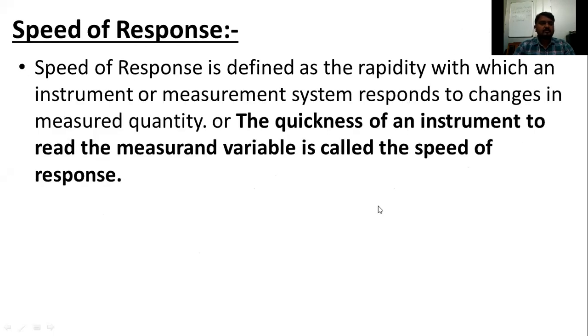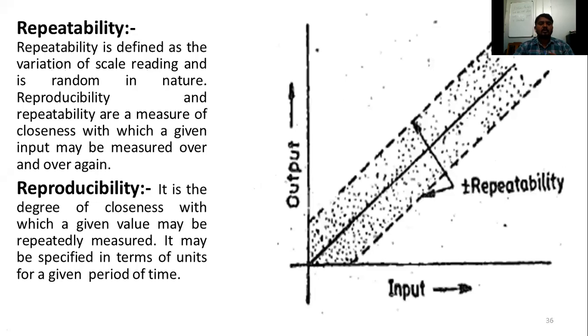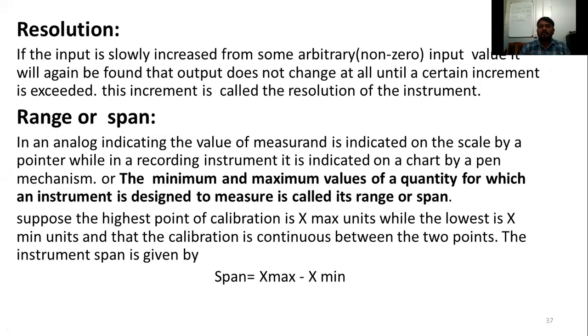So the next one is dead zone. Repeatability is over. Resolution, we are going to call that one here. Suppose there is a non-zero input value. Then we again find that the output does not change at all until a certain increment. The input is changing either way, but there is no change in the output at all. After some voltage, suddenly the output changes.